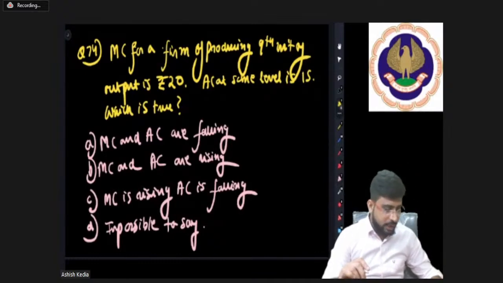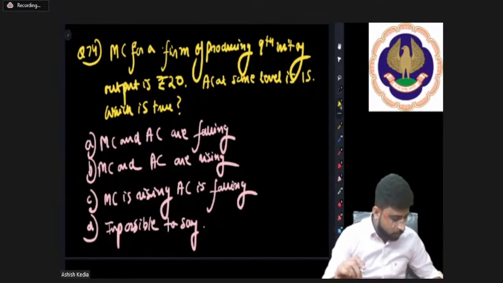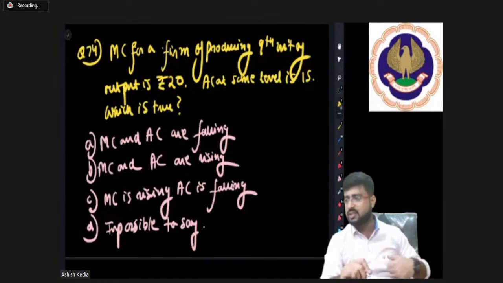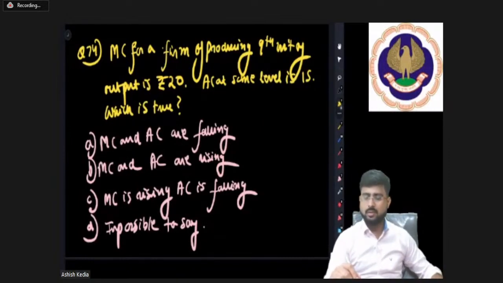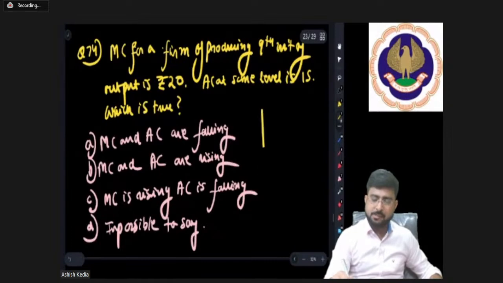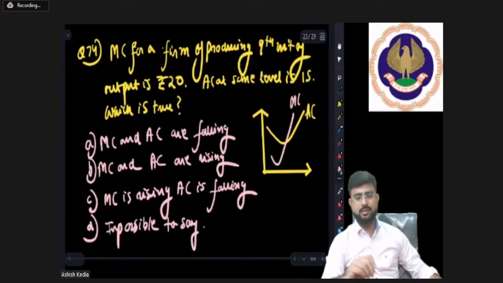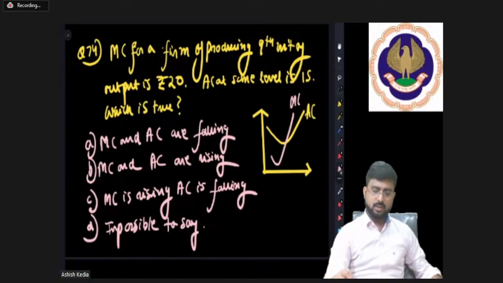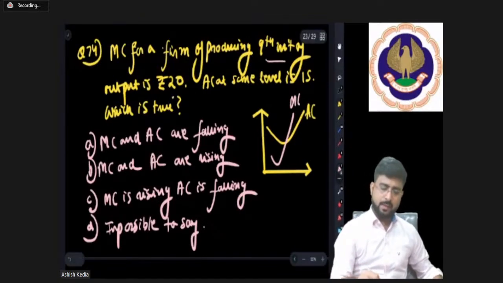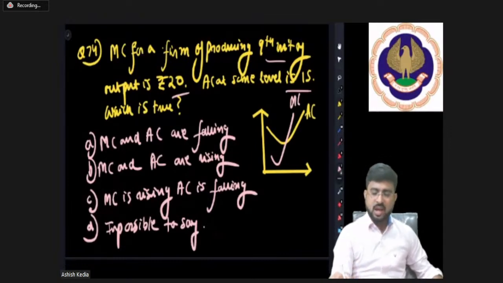And always, before answering, don't be in a hurry. Before answering the question, guys, first at least read the question yourself. I'll draw the diagram and then we will have a discussion. This is AC, and we have studied that MC cuts AC at the minimum point. Now in this given question, MC is 20, AC is 15. So MC is higher than AC.